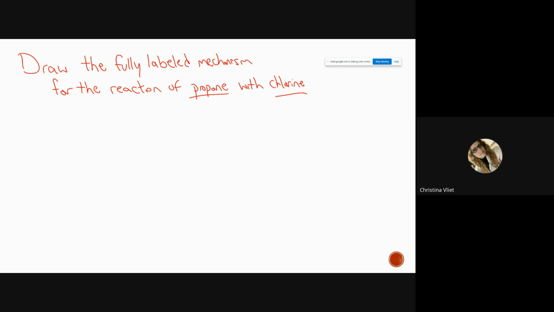All right, so I'm going to give you a cardstock. You're going to draw the fully labeled mechanism of this as the first part of your homework, and then I'm going to be passing out the second part of your homework shortly. So first I'm giving you cardstocks. This is going to be attached with your homework.